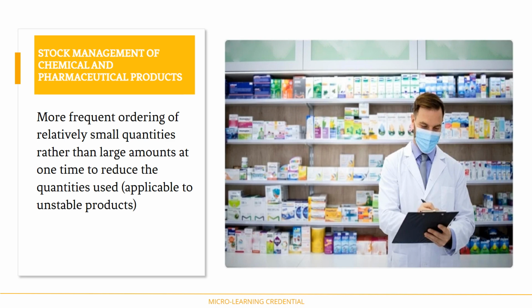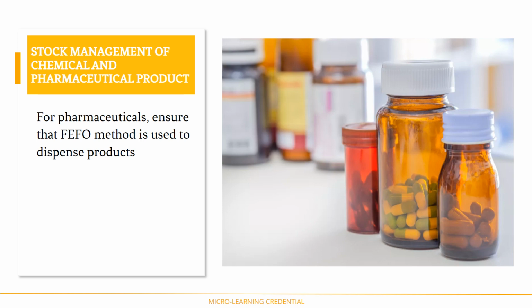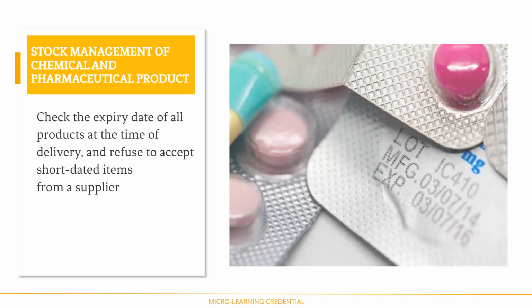Stock management allows facilities to ensure that they are not piling on specific supplies which will eventually result in waste. Some of the strategies are: order relatively small quantities rather than large amounts at one time to ensure waste reduction. Use the oldest batch of a product first in case of chemicals or supplies which don't have an expiry date. For pharmaceuticals, ensure that the FEFO method is used to dispense products. Check the expiry date on all products at the time of delivery, and refuse to accept short-dated items from a supplier.